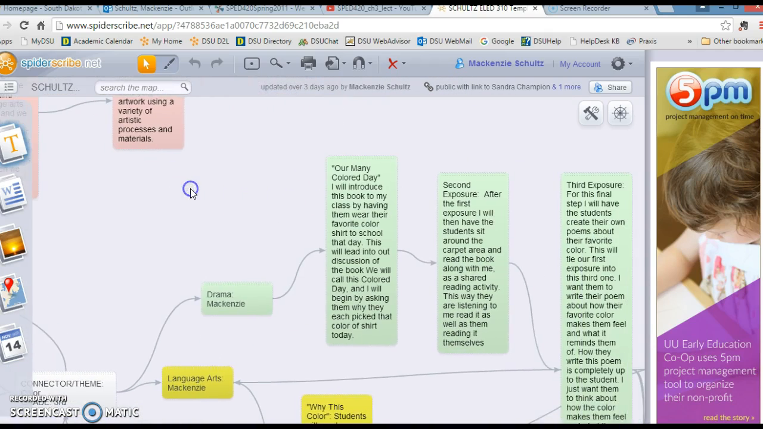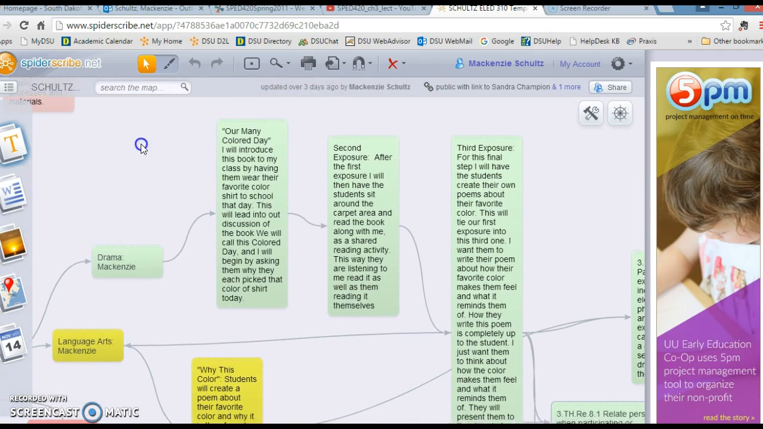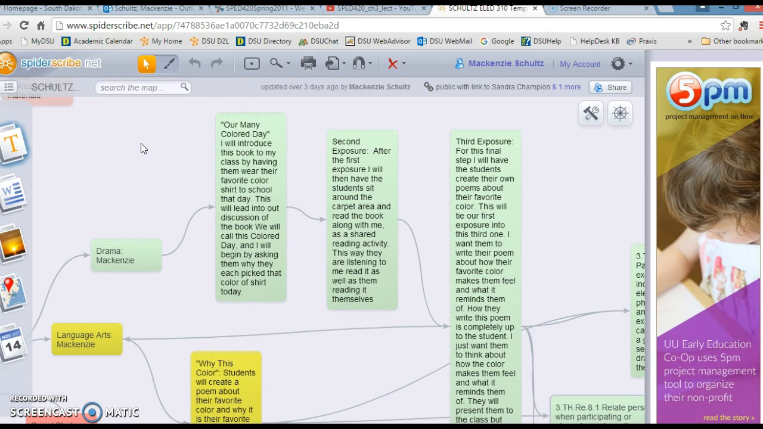Let's move into drama now. This one is kind of my favorite unit, I would say, as of right now. For drama, the first one is Many Colored Days. I'll introduce the book to the class by having them each wear their favorite color of shirt to school that day. This will lead us into a discussion of how certain colors make us feel, how each person has a different color, and how that color explains why that person likes it. So that'll be our introduction.